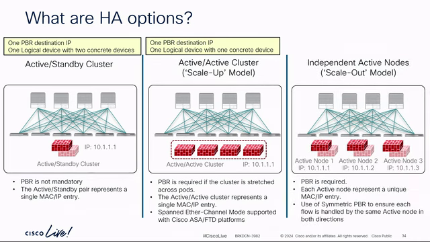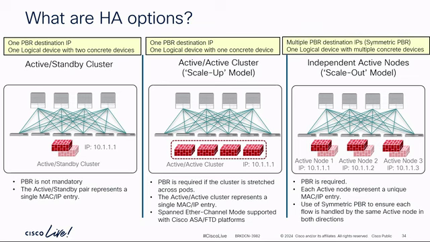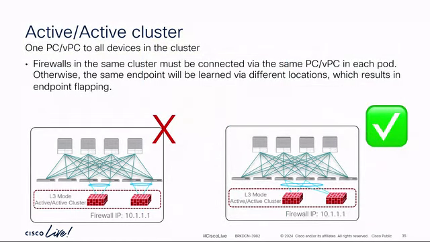The third use case is independent active nodes. So you have multiple HA pairs having multiple PBR destination IPs, and then symmetric PBR going to load balance traffic. I believe the first use case is probably simple and then it's straightforward. So I'm going to double-click the second and the third use case.